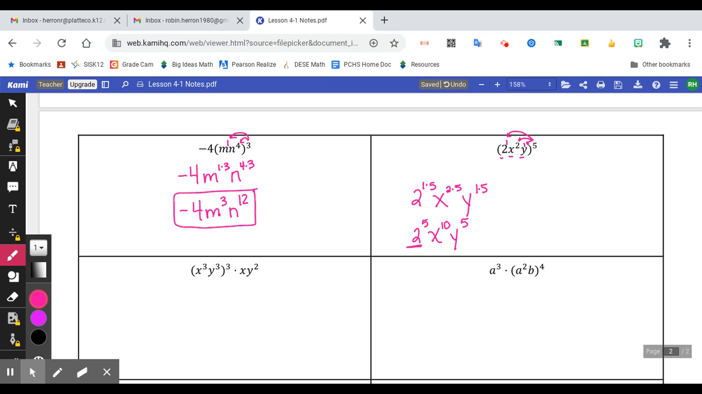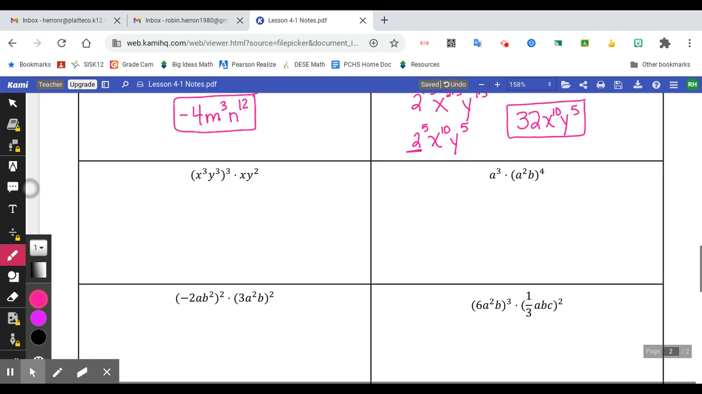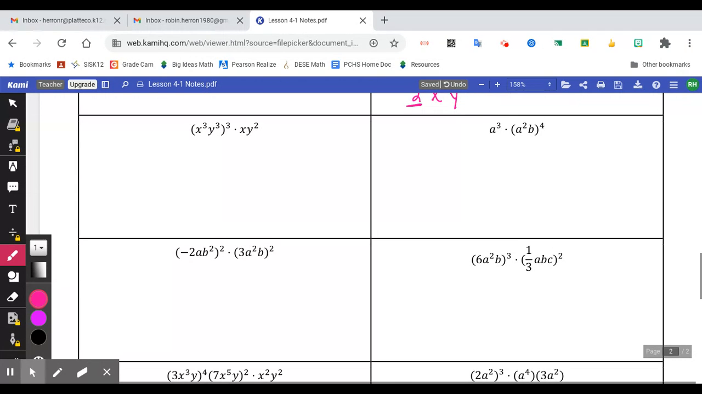So 2 to the 5th power is actually 32. So I'm going to put 32 for that. And then the rest of it has to stay because we can't combine. So 32 x to the 10th, y to the 5th, and there's your answer. Okay. So let's go to the next one. A little bit more involved as we move down to the bottom.